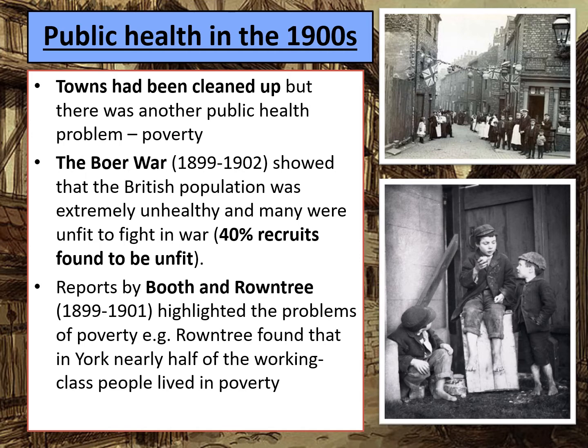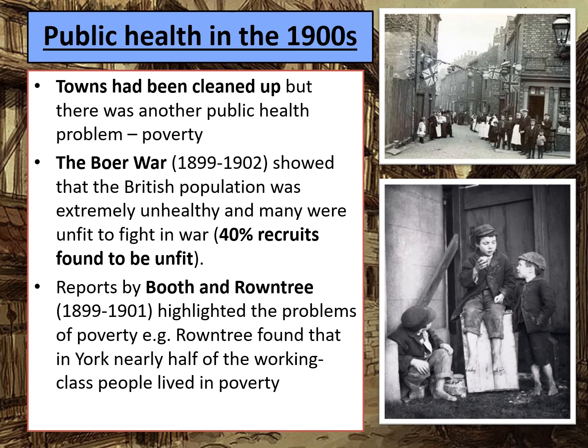This was something that really shocked the British government, because when they were looking for soldiers to fight for them in this war, they ended up finding that about 40% of their recruits were too unfit to fight in this war. They were basically too unhealthy, malnourished, suffering from problems as a result of poverty. And therefore, the British government realised that if they wanted to protect the security of Britain, they would need to act on this and try and support the people as well. So the Boer War was a factor that led to some improvements with trying to deal with the problem of poverty.